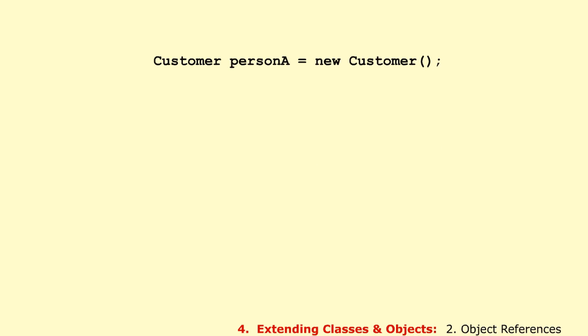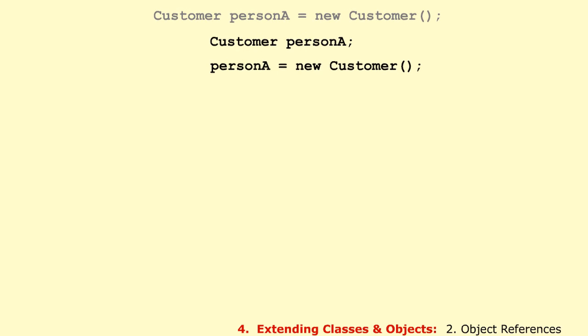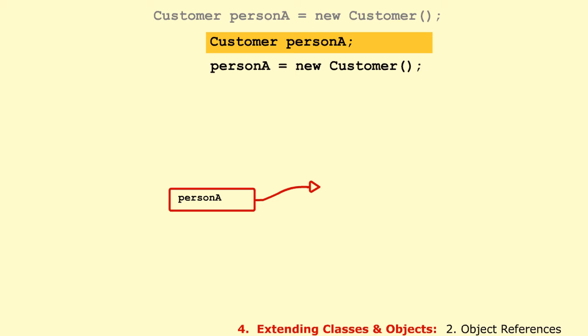Let's take another look at how we instantiate an object. This is actually two statements combined into one. The first statement creates a variable called person A that can point to an object of type customer. Its format is very similar to how we define primitive types like ints or floats. Except this statement doesn't create an object, just a variable that can point to or reference an object.